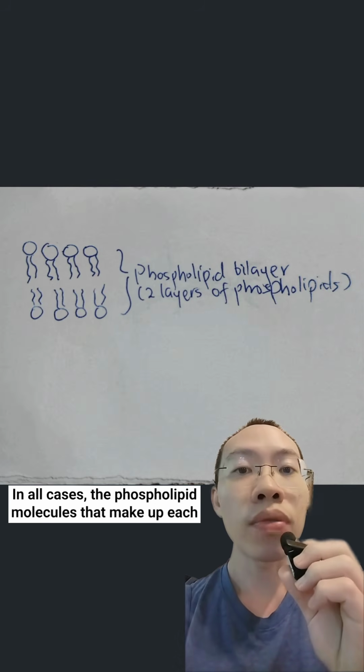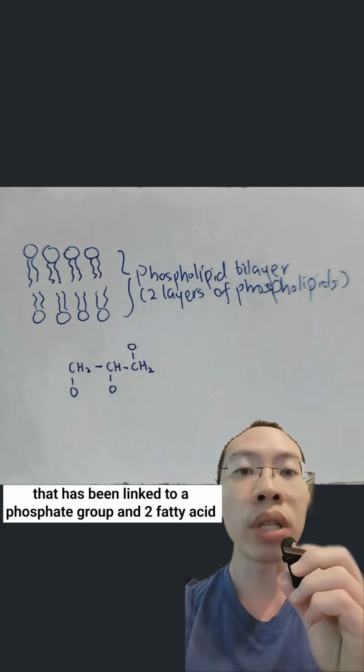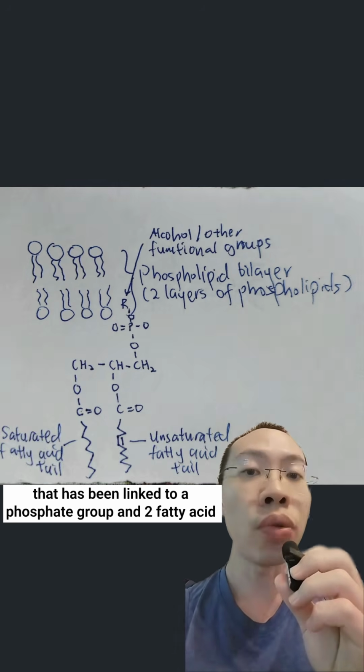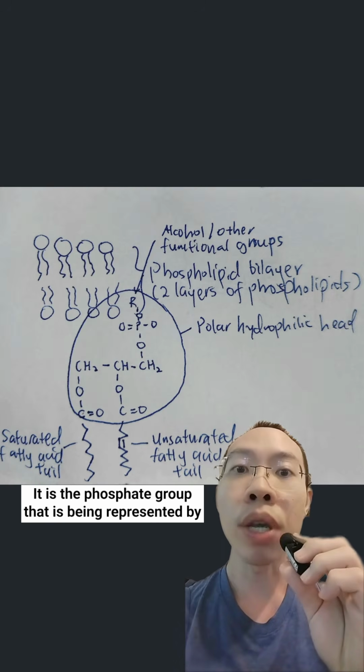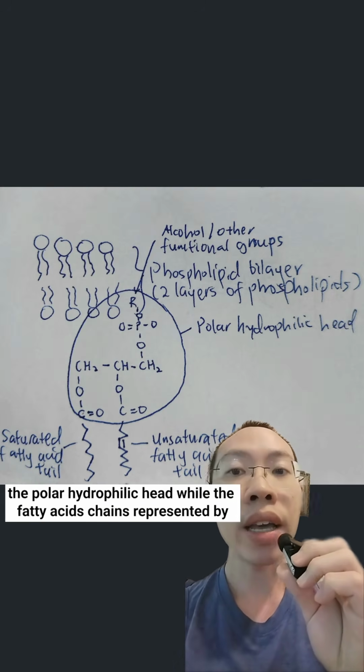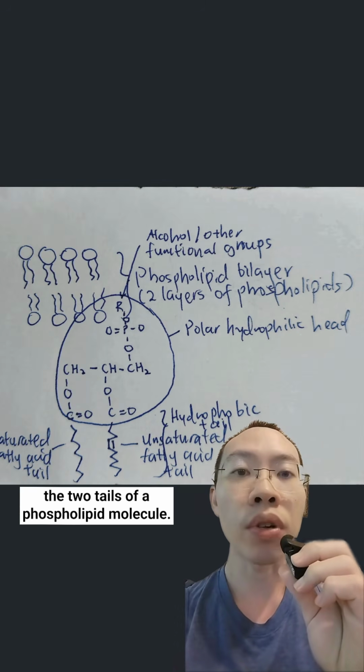In all cases, the phospholipid molecules that make up each phospholipid bilayer consist of a glycerol backbone that has been linked to a phosphate group and 2 fatty acid chains that can be saturated or unsaturated. It is the phosphate group that is represented by the polar hydrophilic head, while the fatty acid chains are represented by the 2 tails of a phospholipid molecule.